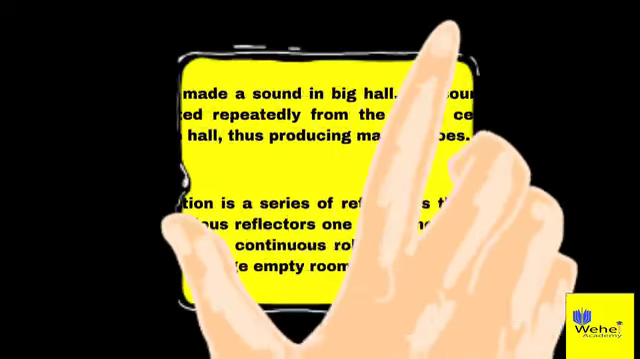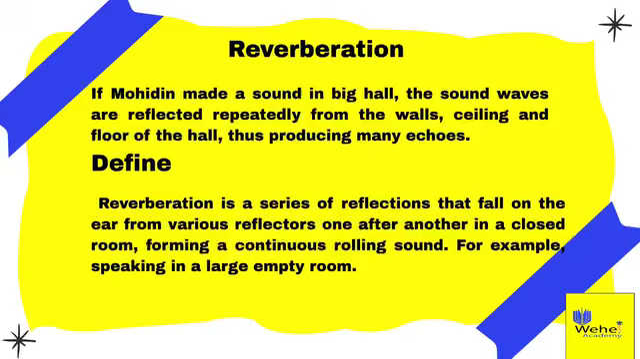Reverberation. If Mohiddin made a sound in a big hall, the sound waves are reflected repeatedly from the walls, ceiling, and floor of the hall, thus producing many echoes. Define. Reverberation is a series of reflections that fall on the ear from various reflectors one after another in a closed room, forming a continuous rolling sound. For example, speaking in a large empty room.